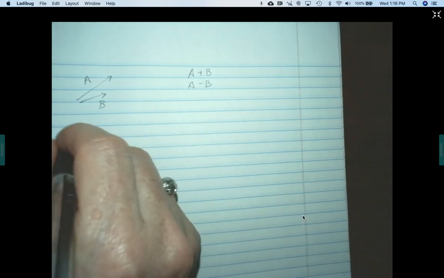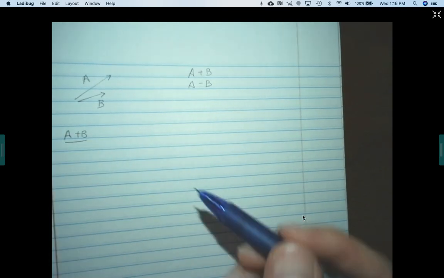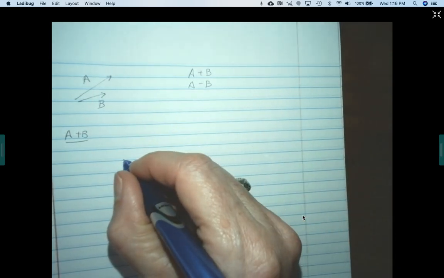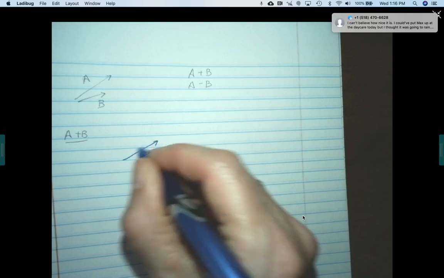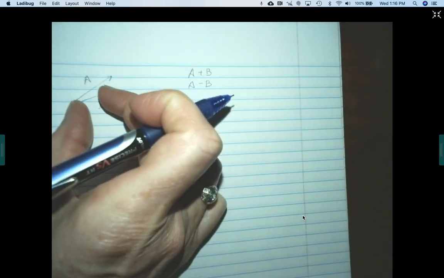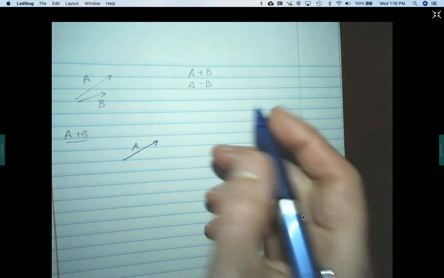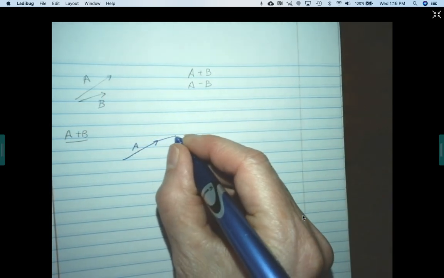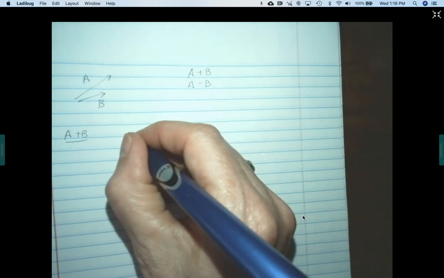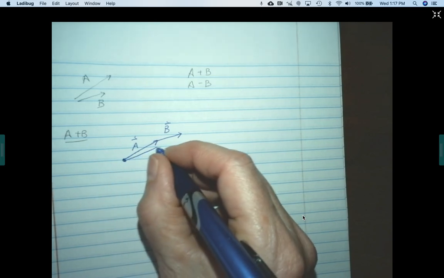Let's do a plus b first. Go back to the other pen, it's a little easier to see. We would just redraw a, trying to keep it the same length and in the same direction as best as you can. Then where this ends, we take the vector b and slide it down over there. Then a plus b will go from the start of a to the end of b.